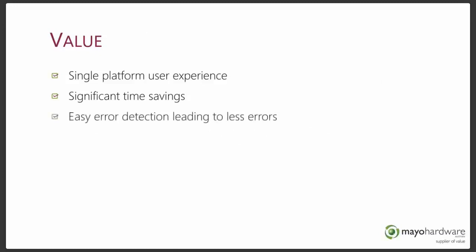Probably a key one is error detection. With spreadsheets, things can get broken easily, you can get incorrect formulas, and then data goes all out of whack. So having it in Forms and in Qlik makes it really easy to detect the errors, and you get fewer errors as a result.